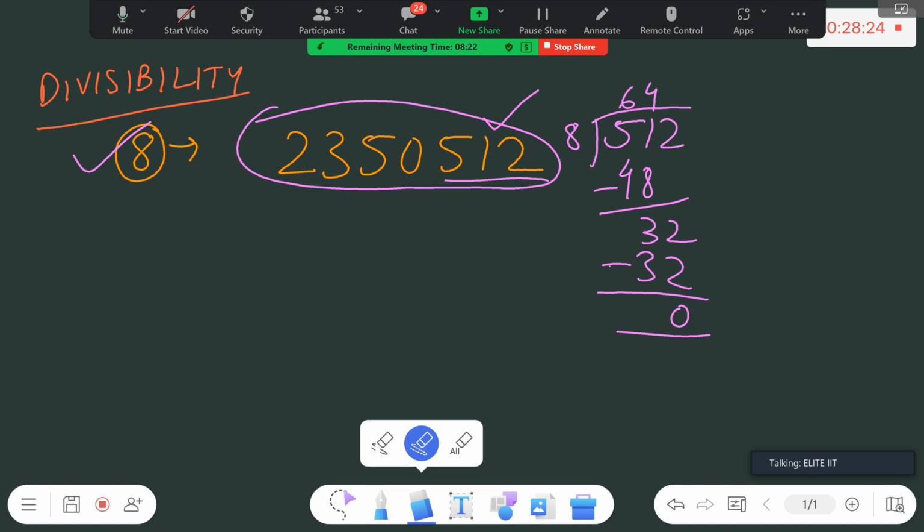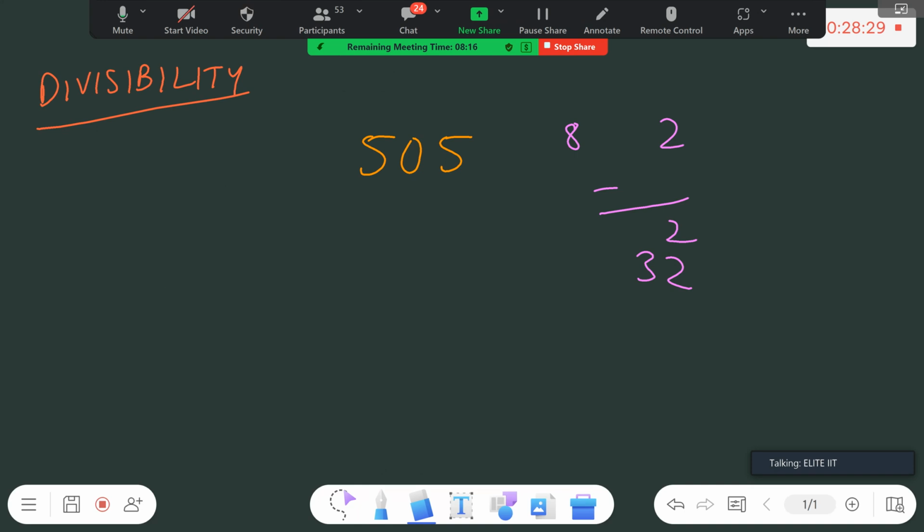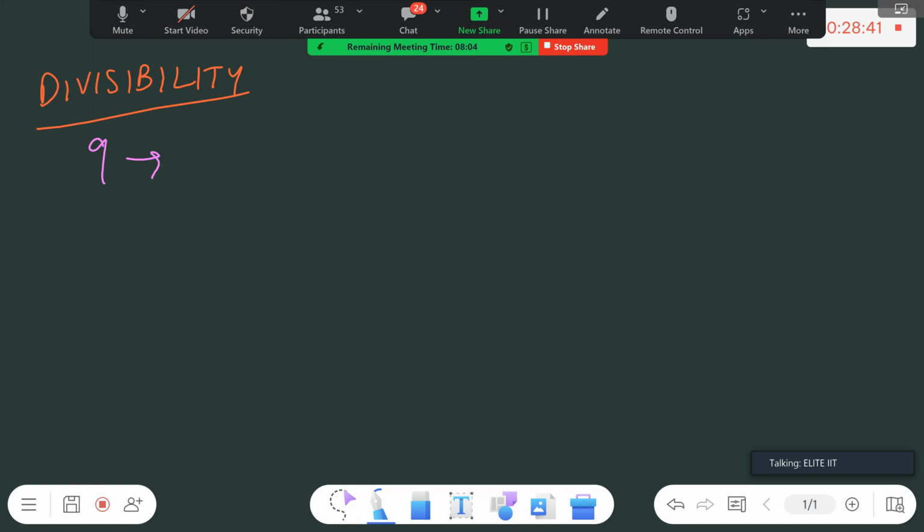Now, you have 9 also. So what about 9? 9 is similar to 3, isn't it? 9 equal to 3 into 3 and 9 is similar to 3. See, for 9, if you have any number, say 729. Or suppose this is the number 3,72,924.